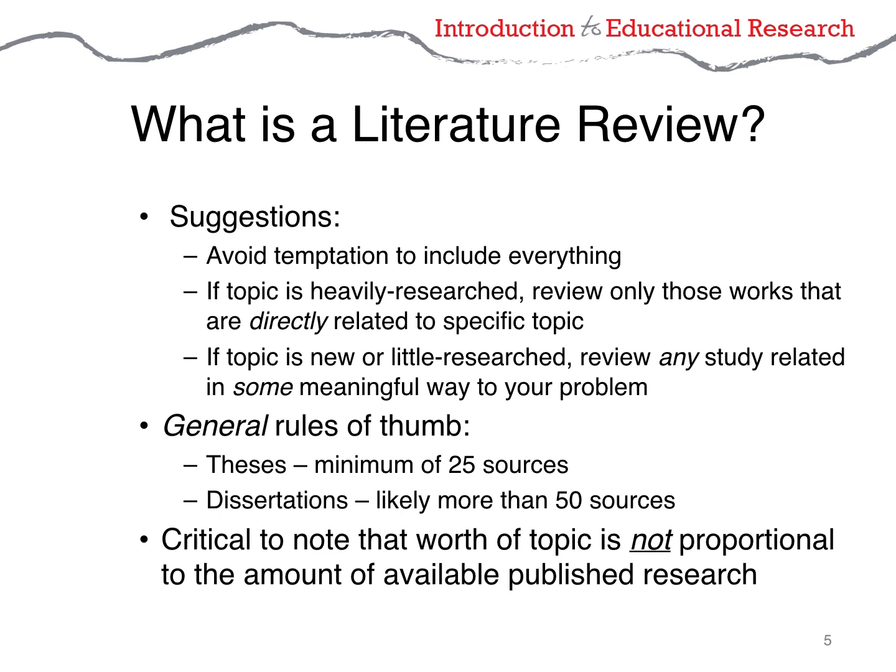So there are some general rules of thumb of how many references to include. So master's theses, they're saying minimum of 25 sources, dissertations likely more than 50 sources. This is really just in the eye of the beholder. How much is enough? Well, it depends, right?